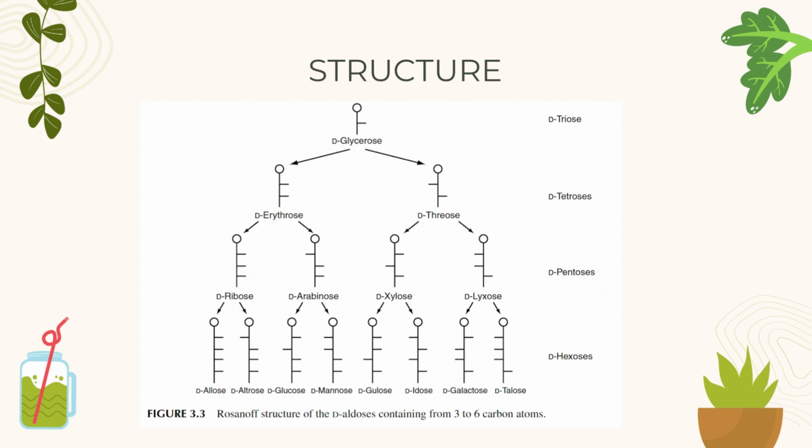Monosaccharides can also be classified based on the number of carbon atoms. For example, if it's only 3 carbons, it is a triose sugar. If it's 5, then it will be a pentose sugar, and if it's 6, it is called a hexose sugar.